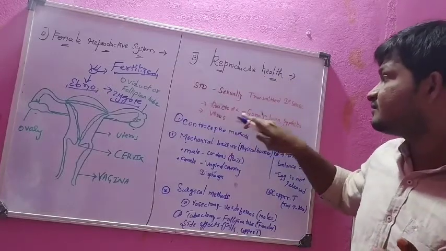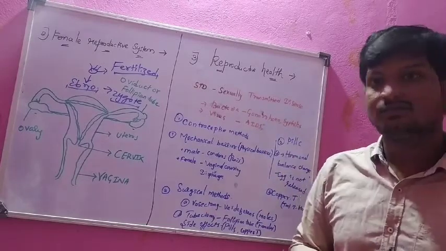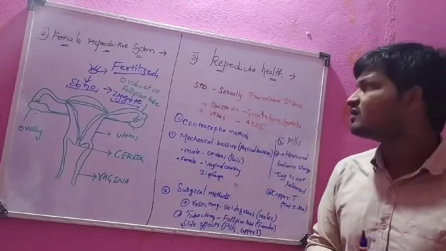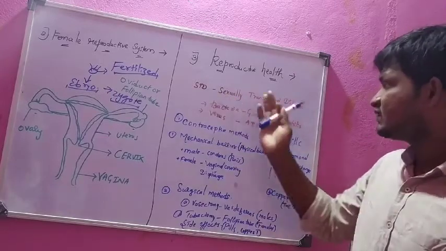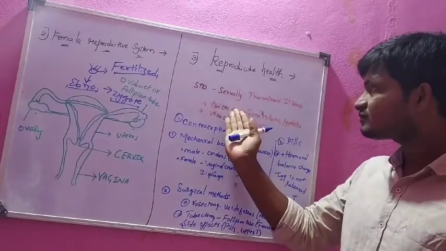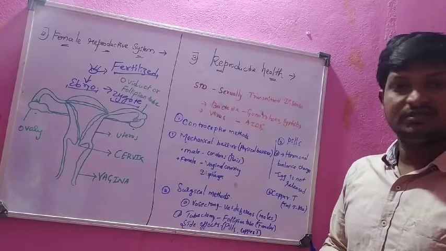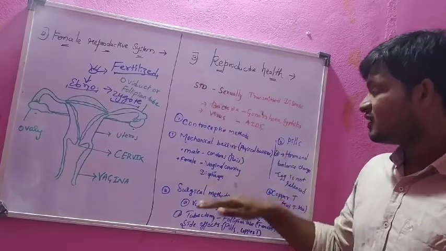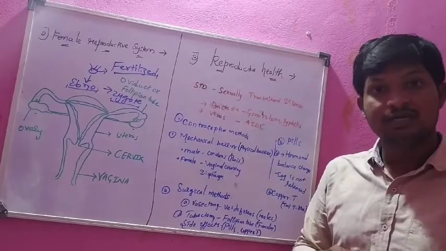Next is another disease, that is AIDS. It's a common disease. Now you have heard it is usually caused through sexually transmitted diseases, meaning these organisms are produced. Next, there are 3 methods to control birth.